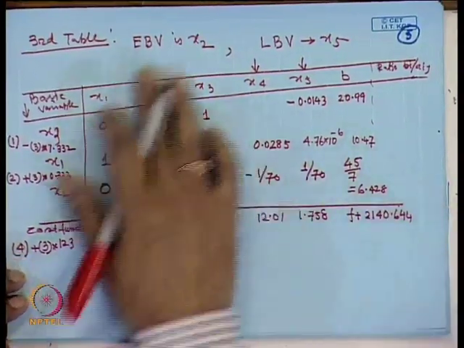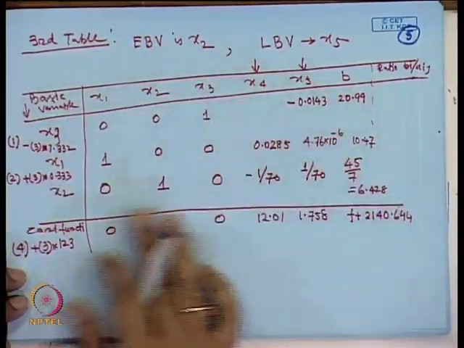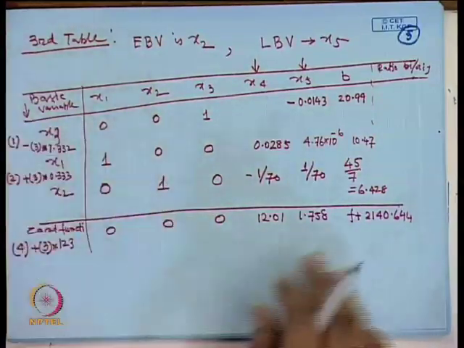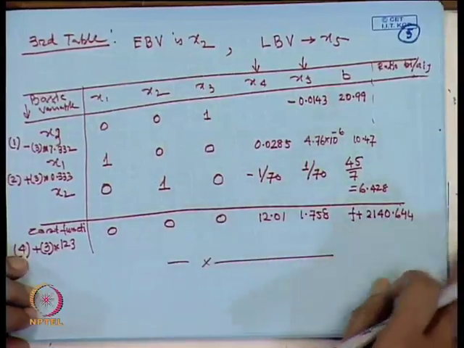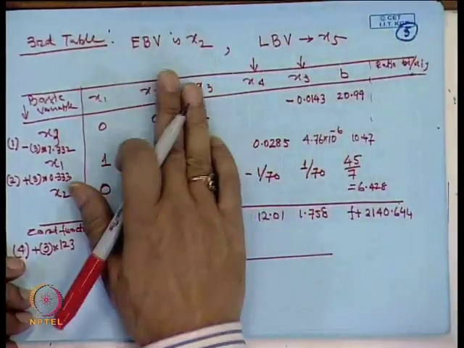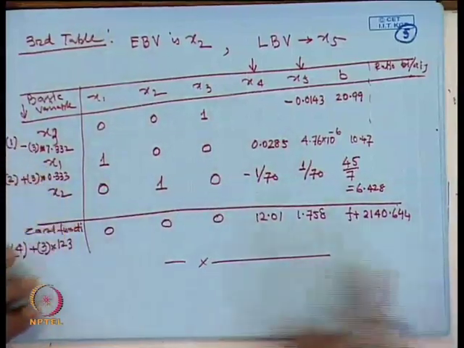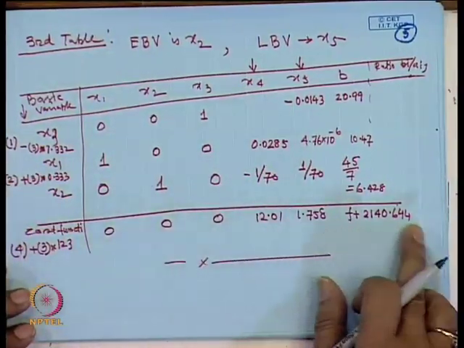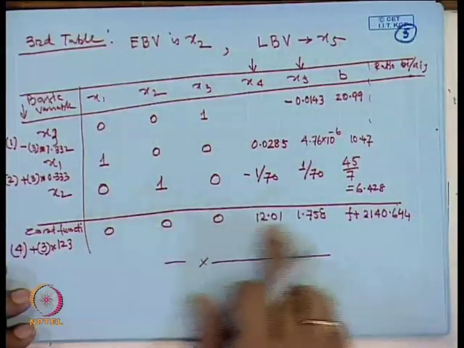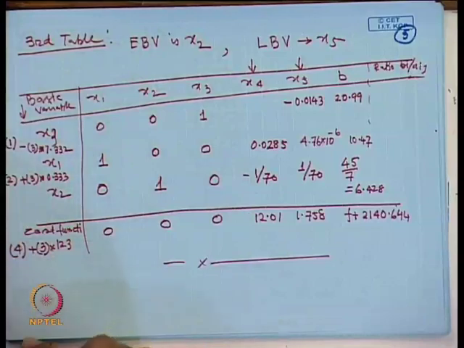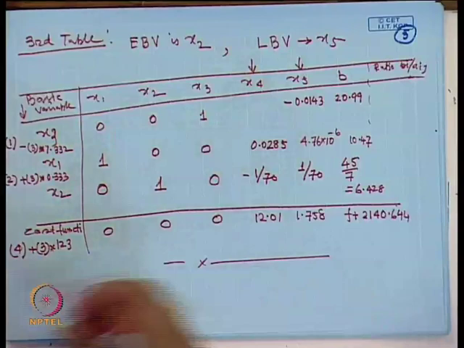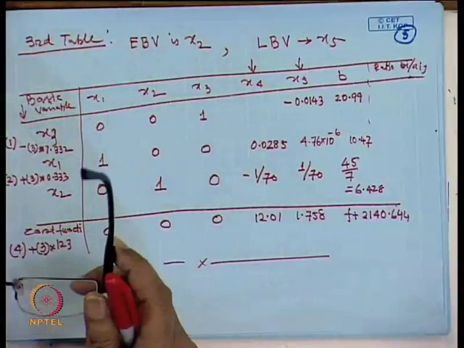Okay, next class I will complete this table. Now time is up, so I will complete this next class. We will start from this table next class. If you see this last row of the objective function, all coefficients are positive. That means there is no chance to improve the function value, that is decrease the function value, by changing a basic variable to a non-basic variable and a non-basic variable to a basic variable. So, you will continue next class.